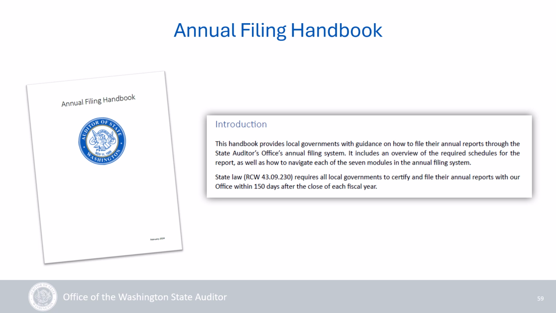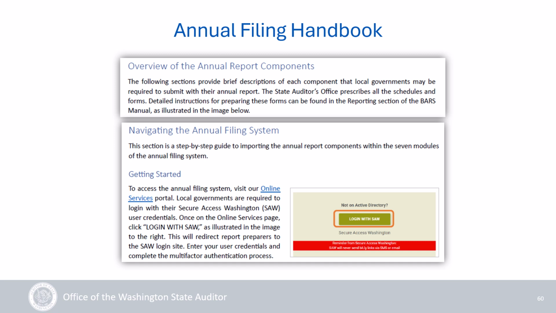Now this is a closer look at the handbook. You can see it is professionally formatted and includes a table of contents to easily find what you're looking for. As I mentioned, it goes through the entire filing process step by step and provides screenshots to help you navigate the filing system. For each step, we also provide a summary of each component, so it is really a one-stop shop type of guide and will help you file your annual report.